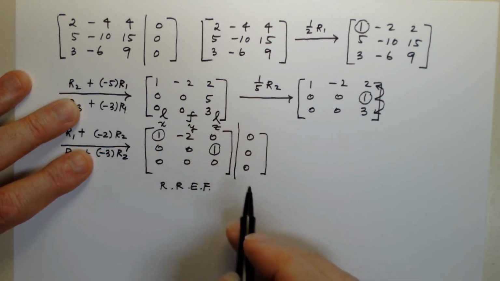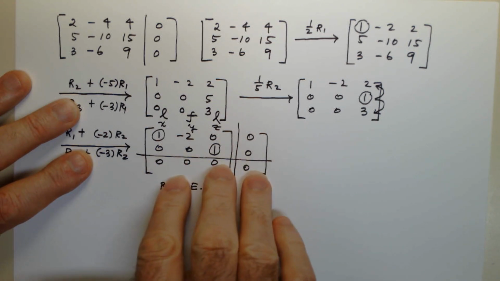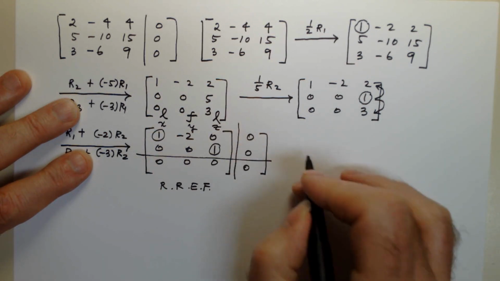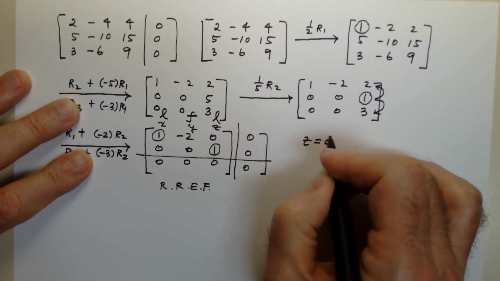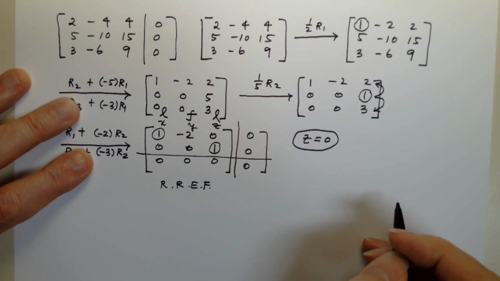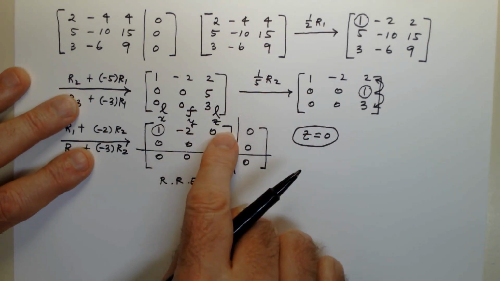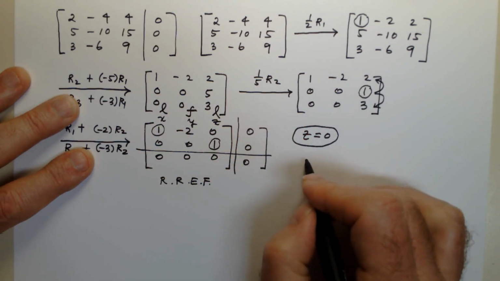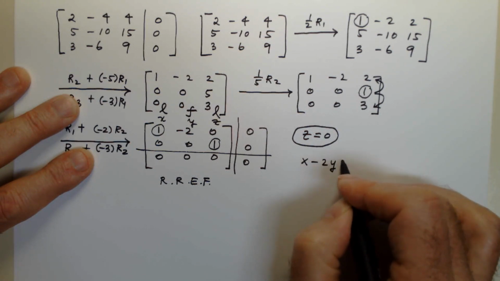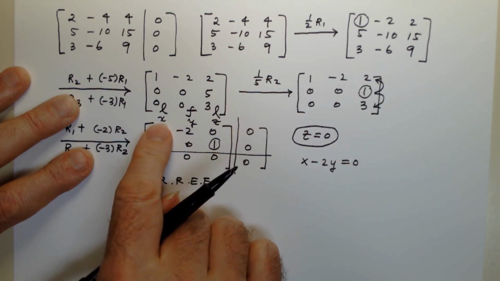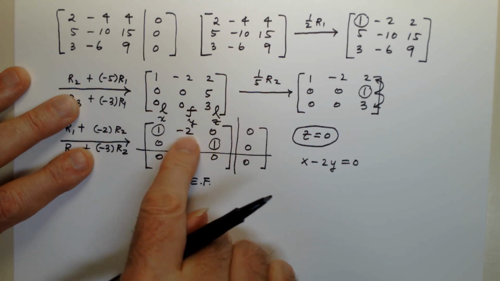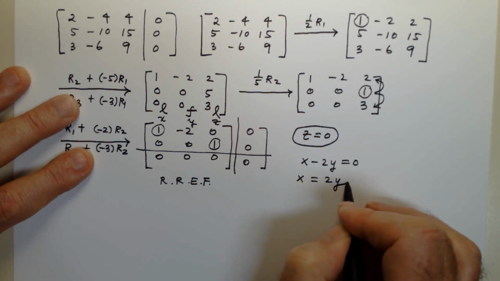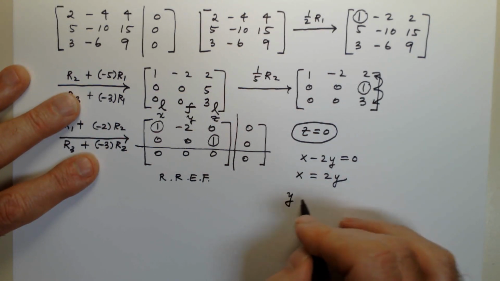Our last of the equations that carry any content at all, this second equation, is telling us that z is equal to 0. The only other equation we have is equation 1, and when we work that out, it's telling me that x minus 2y is equal to 0. Now, x is a leading or a bound variable, so I'm going to express it in terms of the free variables. And so in this case, I'm going to write x equals 2y. And we know that y is free.